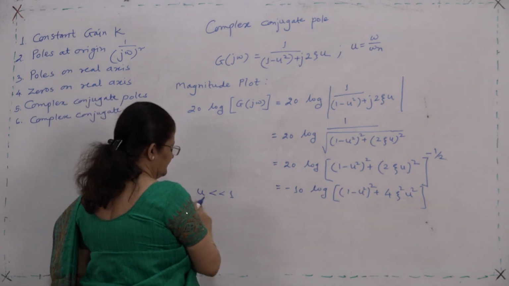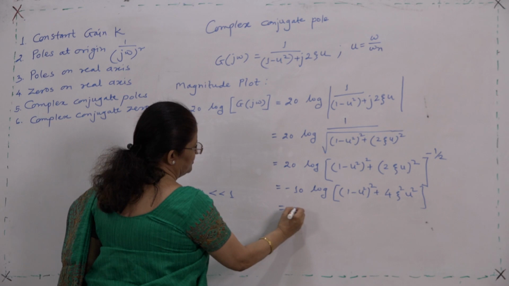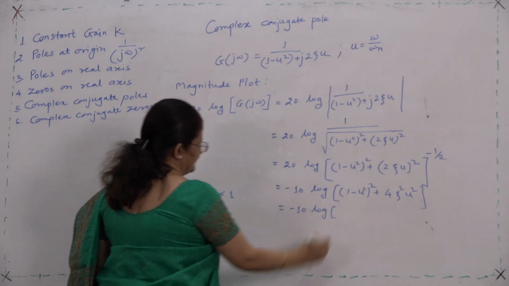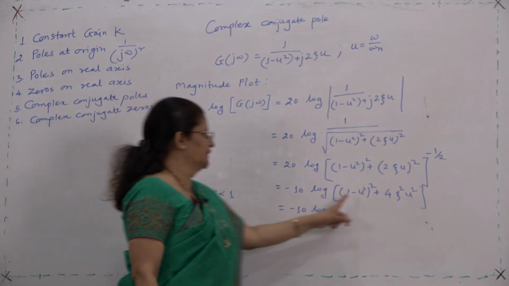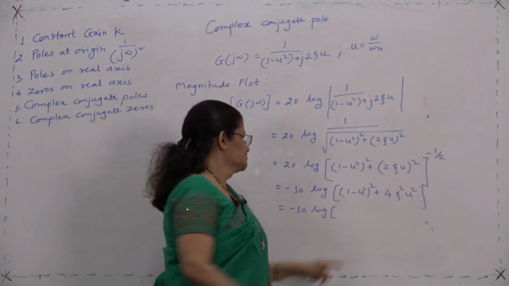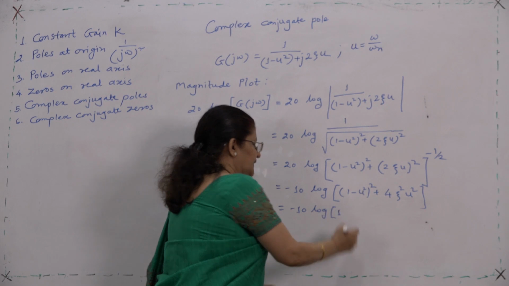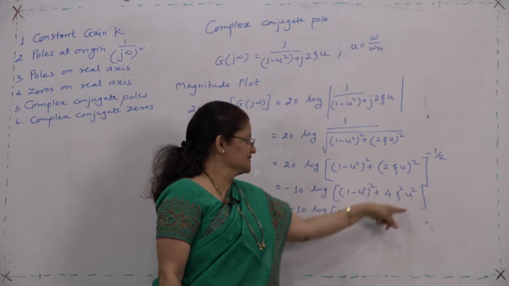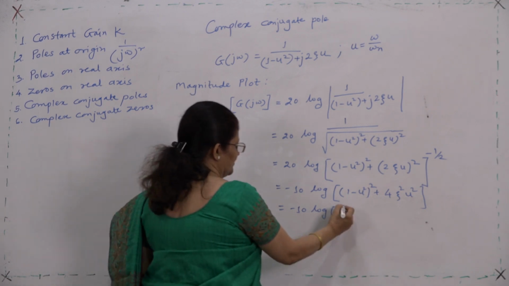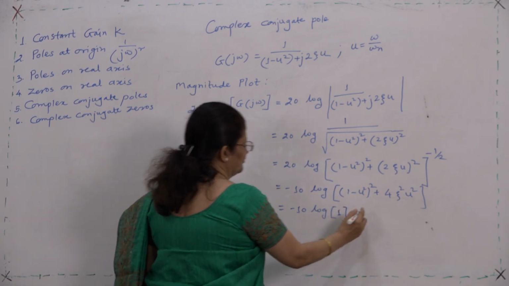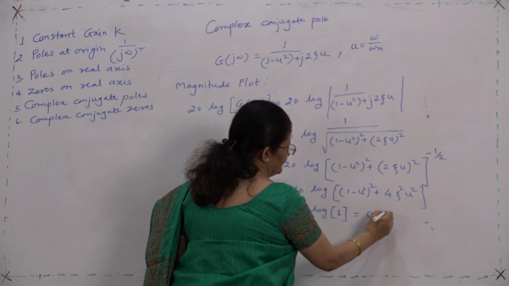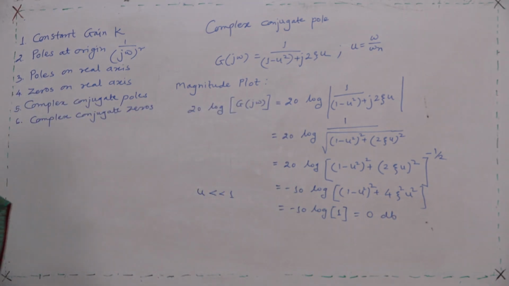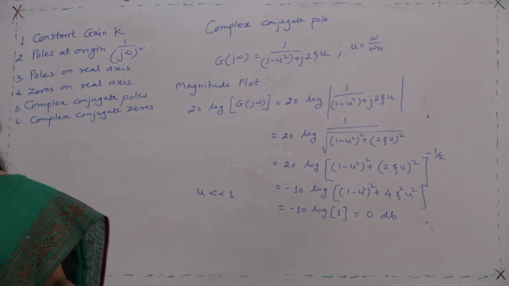Here we will get, if u is far less than 1, minus 10 log of... u is far less than 1, so you can neglect this. So, you will get this term is 1 and u is far less than 1, its square is also far less than 1. So, neglect that. So, what you will get? Minus 10 log of 1, that is 0 dB. This is the approximate plot which we are considering by assuming that u is far less than 1.